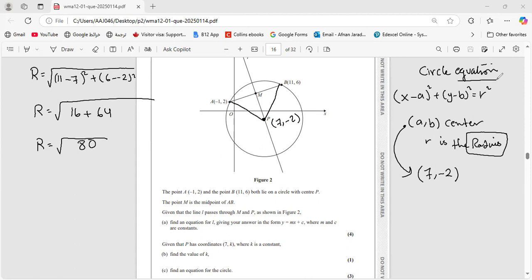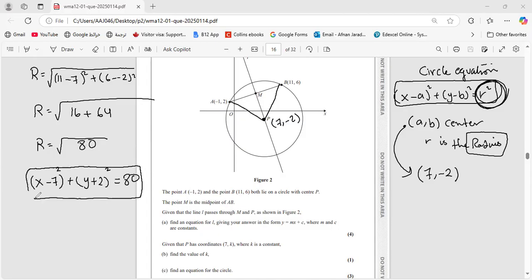Just substitute it in the circle equation: (x minus 7) squared plus (y minus b) squared. b equals negative 2, so it will be (y plus 2) squared equals r squared. Don't miss that r, the radius, is squared. The square root of 80 squared equals 80. And this one is the answer for part C.